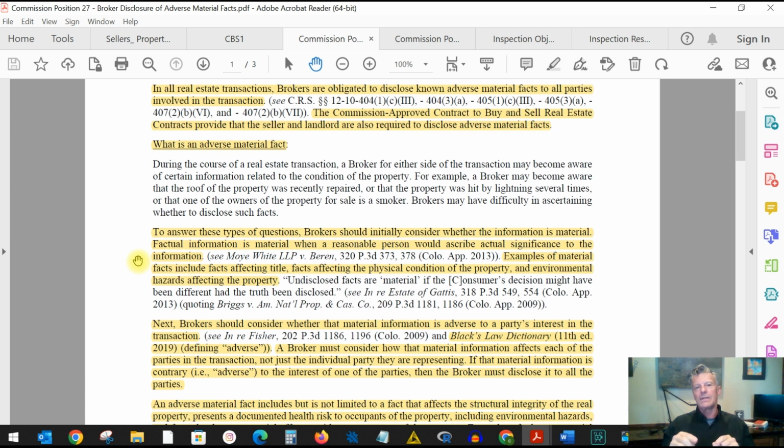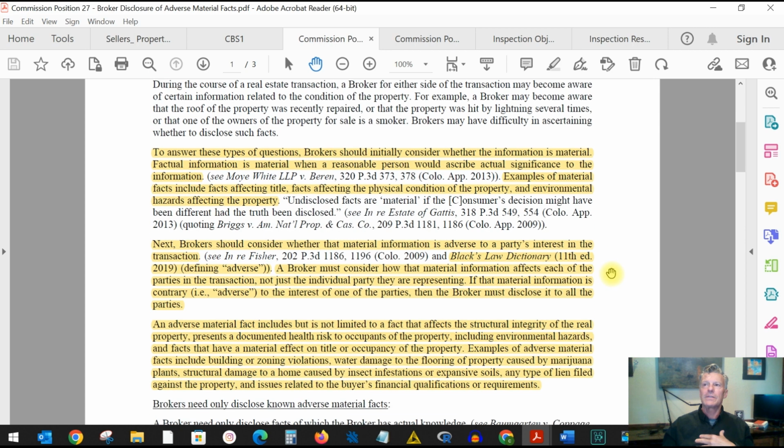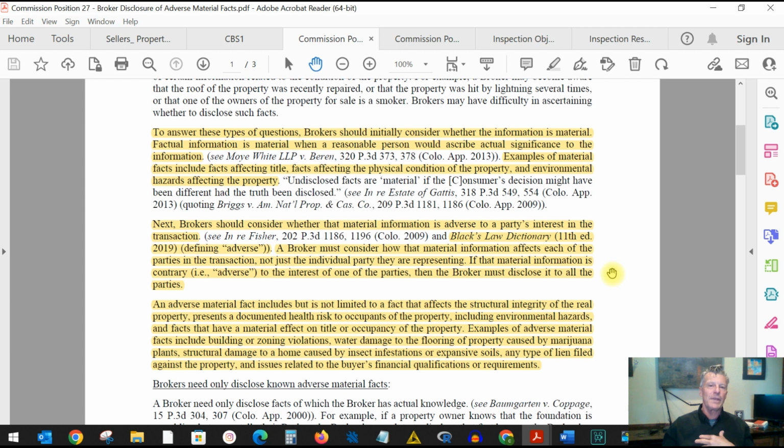You can put in the additional provisions if you wish, and this isn't legal advice, right, that you want them to investigate on your behalf. So let's take another little bit of information here and see how they further define this for the brokers. Next, brokers should consider whether the material information, what makes it material? If it's important to you, is adverse to a party's interest in the transaction.